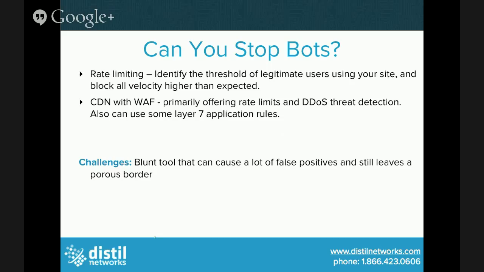But what happens traditionally is that the bots identify where that choke point is, where your threshold is, and then they throttle back to make sure that they stay under that threshold. It's also a little dangerous to block based on IP, because you often have situations where a large group of users are sharing one IP.